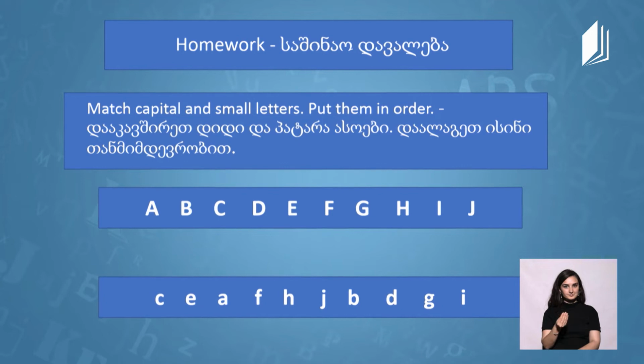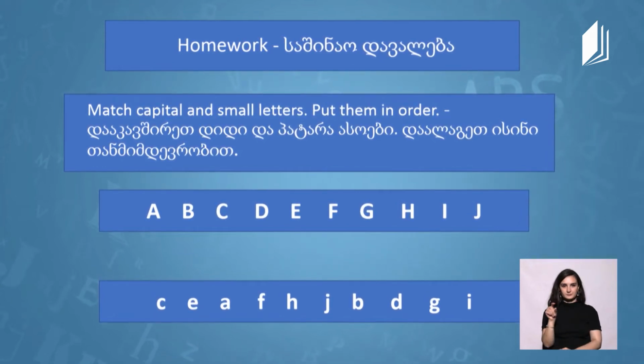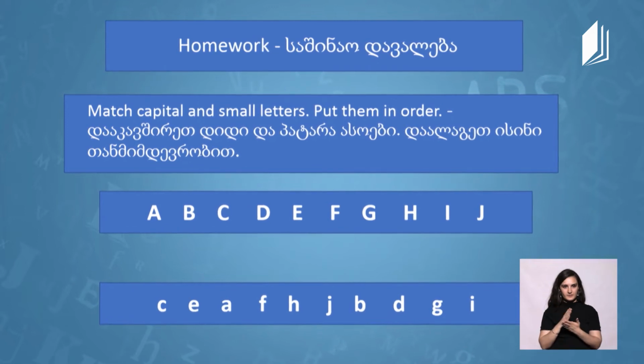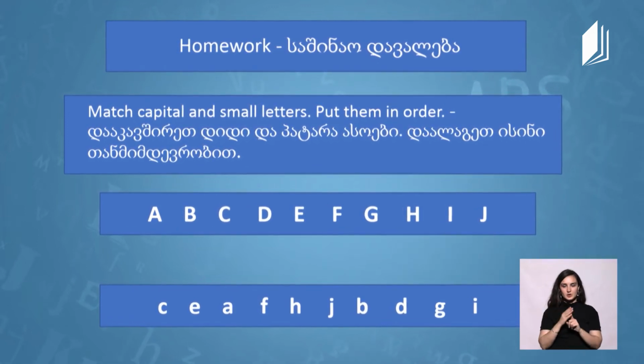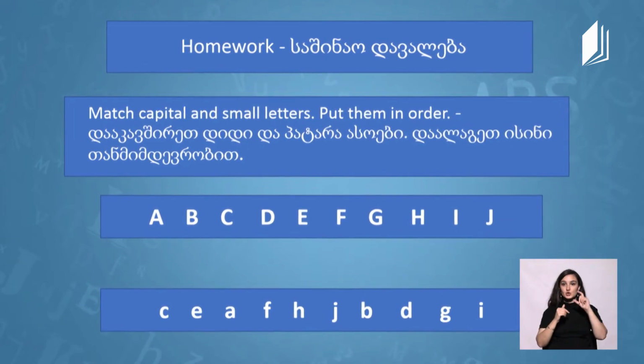So on the screen, you can see top row of capital letters, and then a bottom row of small letters. Your job is to match the capital letters with the small letters. Let's do a couple examples.